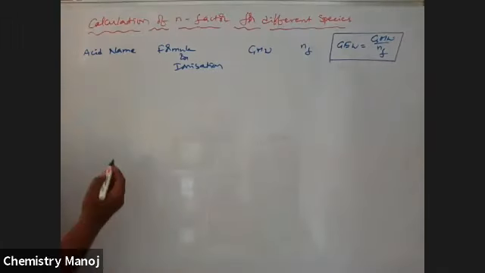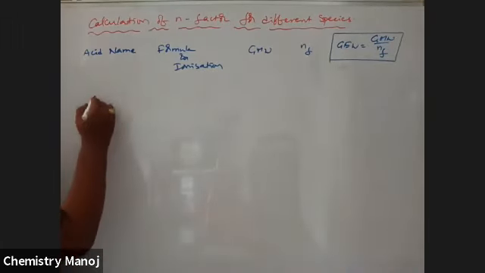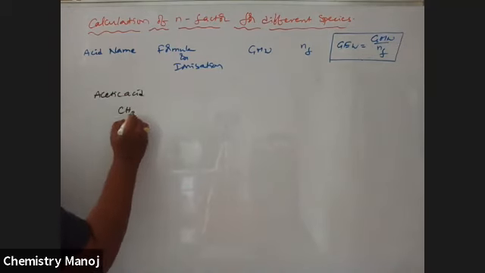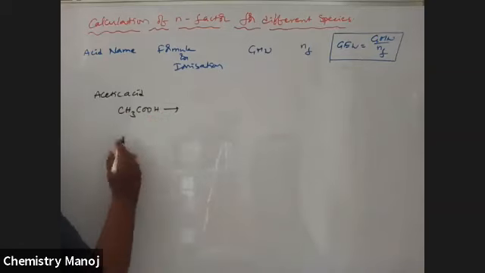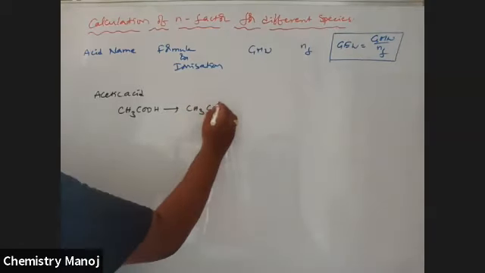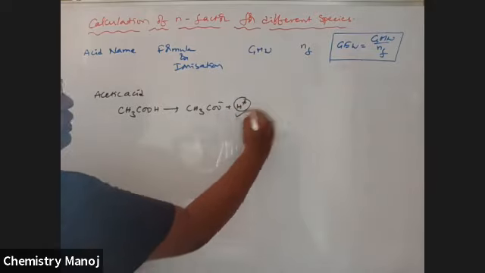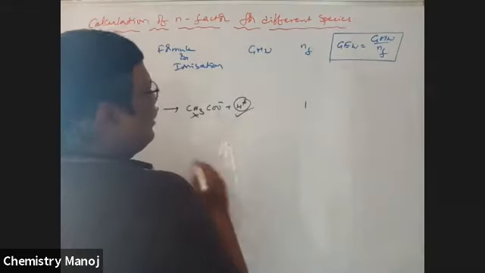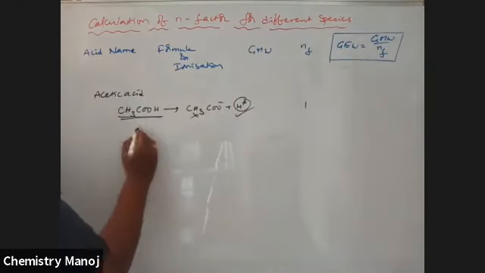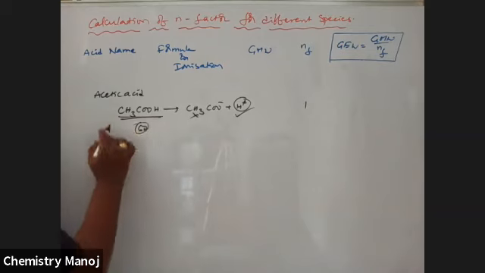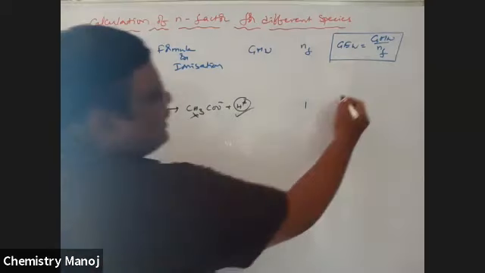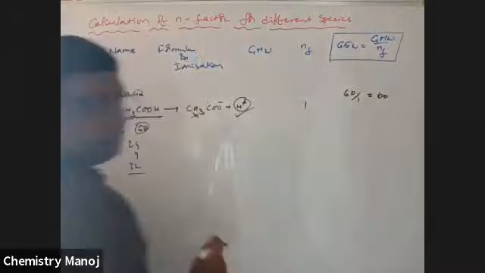Now, not sulfuric acid, acetic acid. Its formula is CH3COOH. It splits into CH3COO minus and H plus. Only one H plus is released; these hydrogens are not released. Therefore, the N factor is equal to 1. Molecular weight of CH3COOH: carbon 12 plus 12 is 24, 4 hydrogens, 2 oxygens 32, so it is 60. So it is 60 by 1, which is equal to 60.